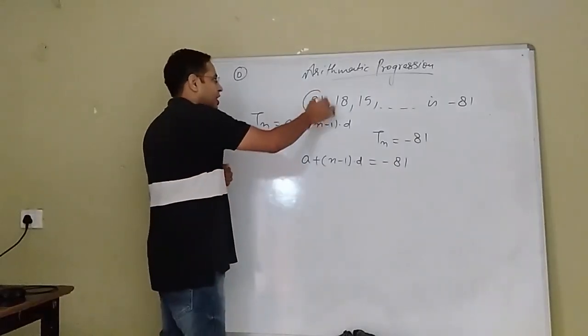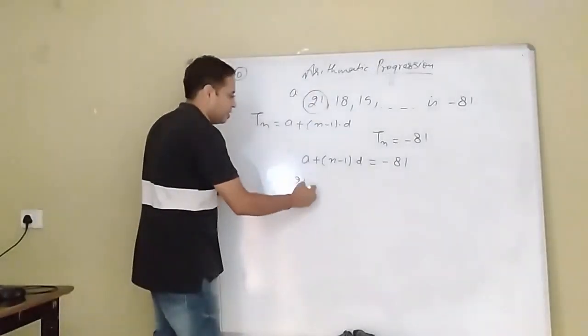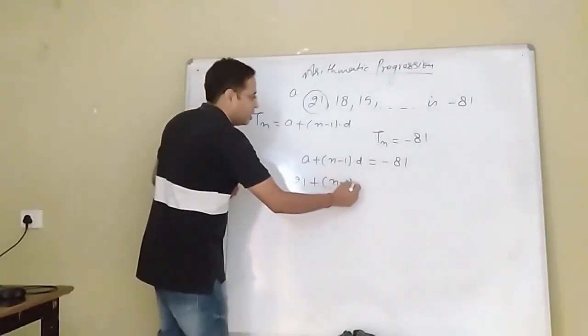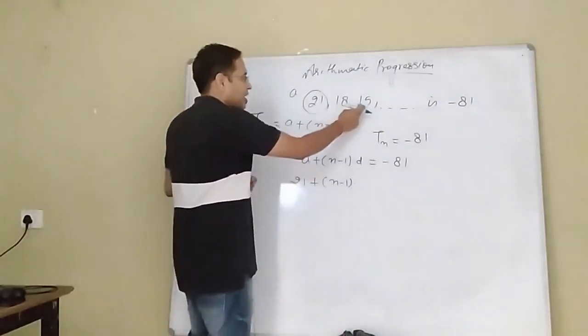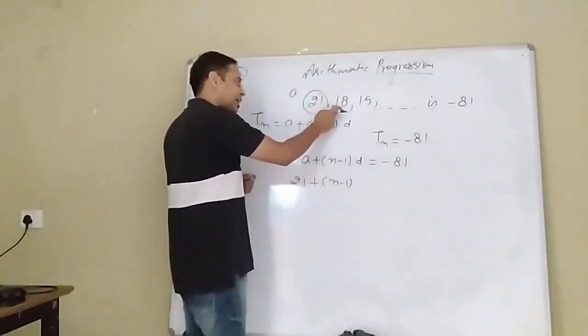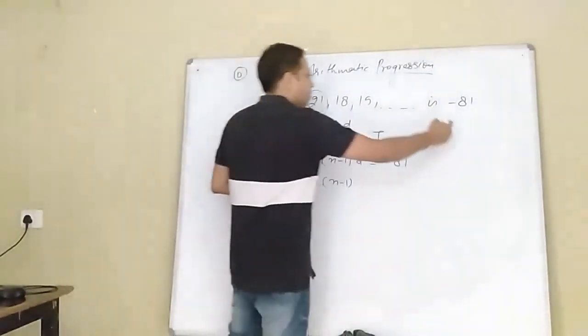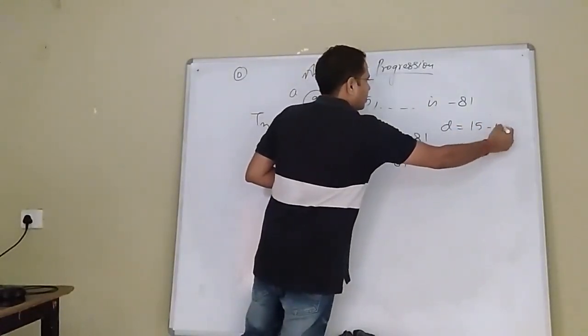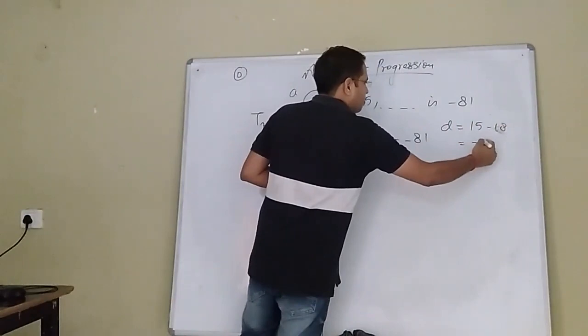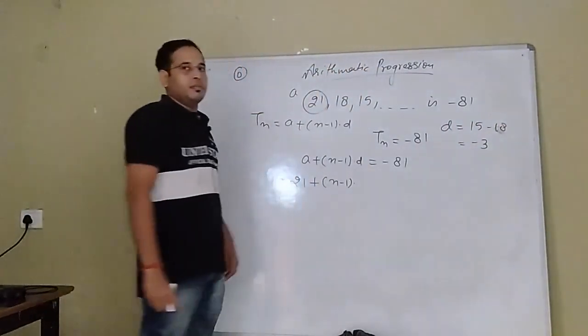So what is the value of a? a is 21, let's put it. n minus 1. What is the value of D? 15 minus 18, isn't it? Or the one before it, 18 minus 21. So D will be 15 minus 18. So minus 3. So D will be minus 3.